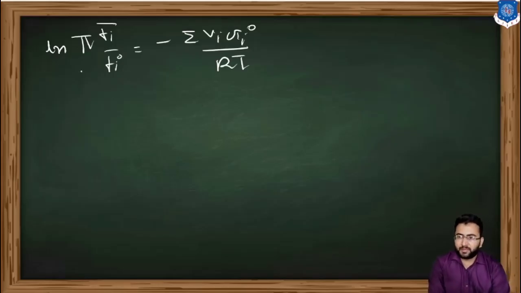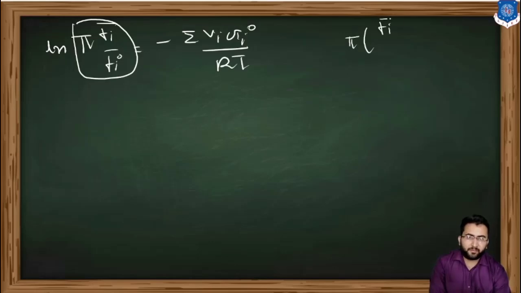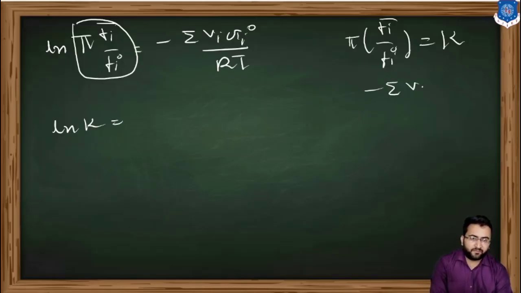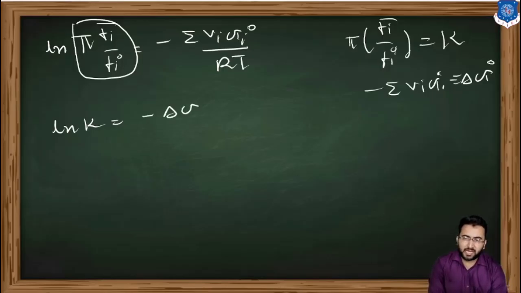Now, in the previous lecture we discussed that pi of Fi bar upon Fi naught is equal to our equilibrium constant K. So we can say that ln K is equal to, and the meaning of minus summation of Vi Gi naught is delta G naught. So it becomes minus delta G naught upon RT. This becomes our equation for the standard state Gibbs free energy change.